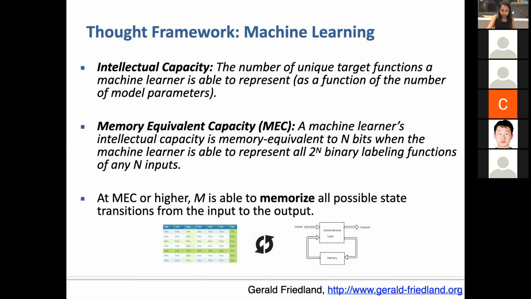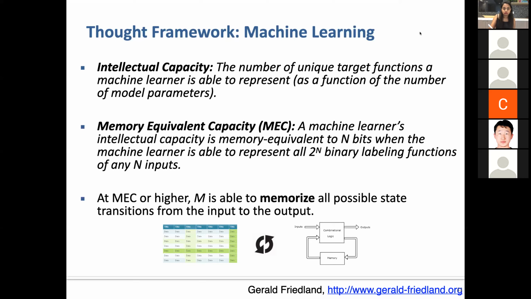Remember we had our SOT framework and I said, we have intellectual capacity. Well, intellectual capacity was the number of unique target functions a machine learner is able to represent, usually as a function of the numbers of parameters. And that is exactly that, right? So how many different target functions do I need to represent such that I can learn chess, right? Because the function goes from initial start of the game through perfect moves to winning them, right? And if you want to do it a little more precise here, you just take current state of the game to winning, right?